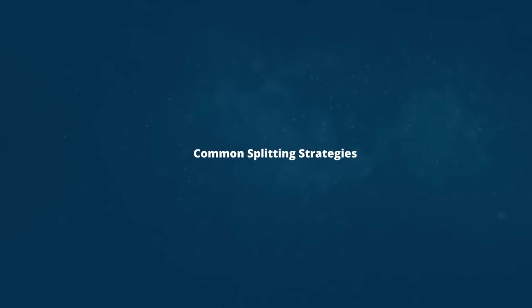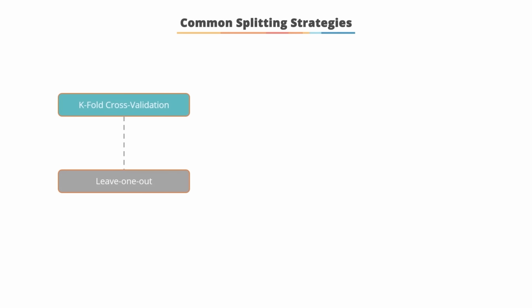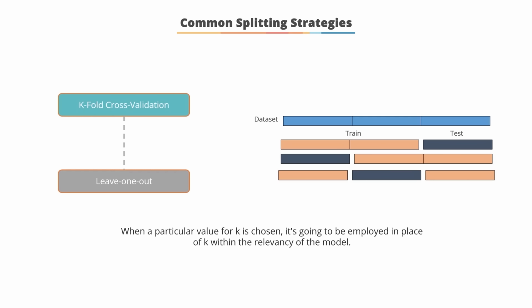Common splitting strategies. So let's understand what percentage of data should be used for training and for testing. We can use either of the 2 common splitting strategies to split the data: k-fold cross-validation or leave one out. Let's first understand how k-fold cross-validation works. The procedure contains a single parameter referred to as k, which is the number of groups that a given data sample is to be split into. As such, the procedure is usually referred to as k-fold cross-validation. When a particular value for k is chosen, it is used in place of k in the name of the model evaluation.